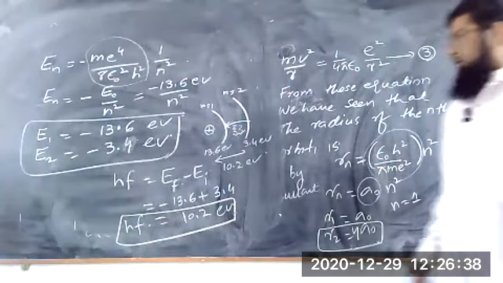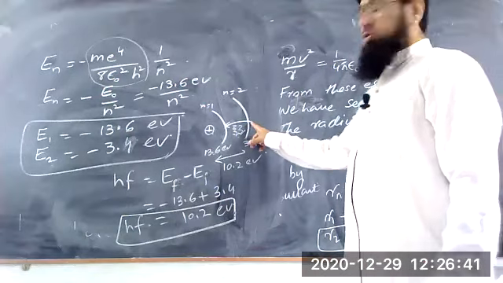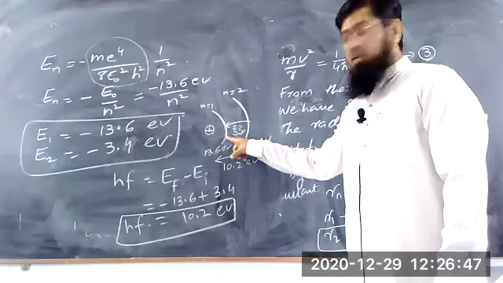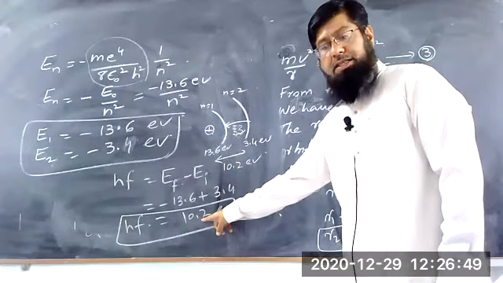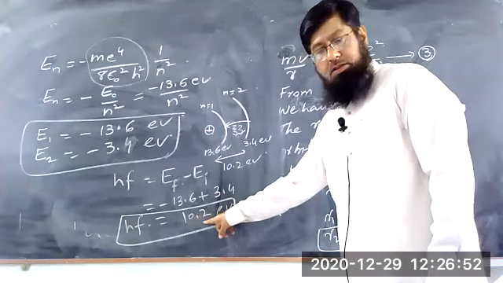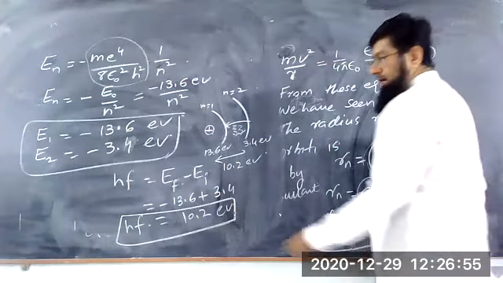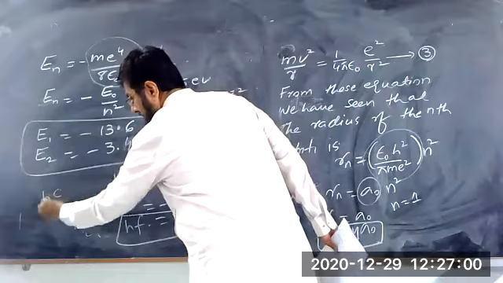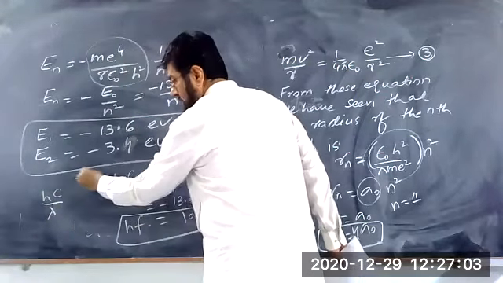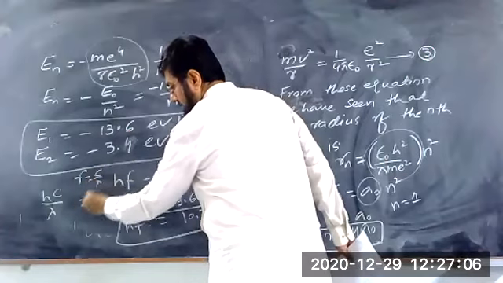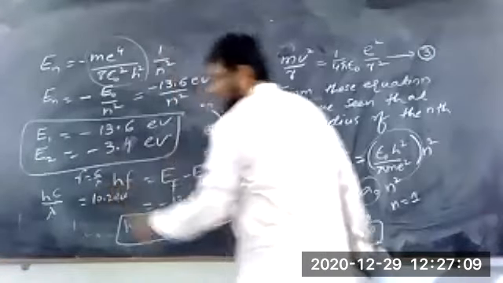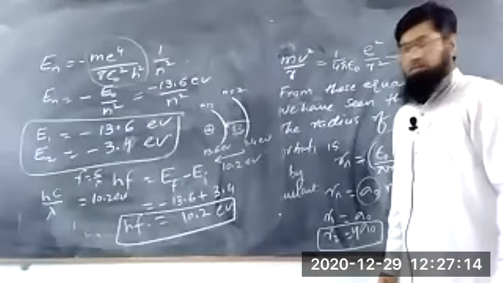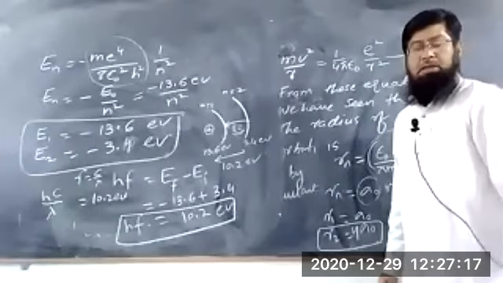It means when the electron jumps from n is equal to 2 to n is equal to 1, as a result it emits out a photon whose energy is equal to this. This is the energy. And if you calculate the wavelength from this equation, energy is equal to hc over lambda, because f is equal to c over lambda, and this is equal to 10.2 electron volt. From this relation, you can easily find out the wavelength. What is the wavelength of the emitted photon?